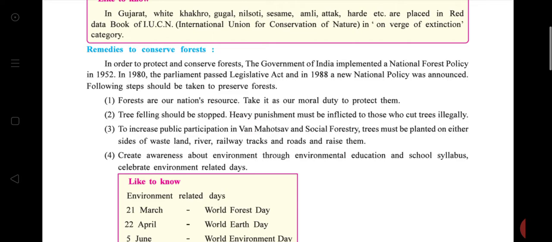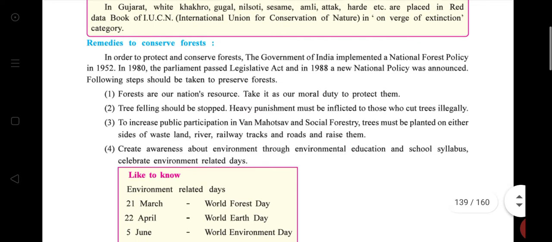In order to protect and conserve forest, the Government of India implemented the National Forest Policy in 1952, and in 1980, the Parliament passed a Legislative Act, and in 1988, a new national policy was announced. So, the following steps should be taken to preserve forest.